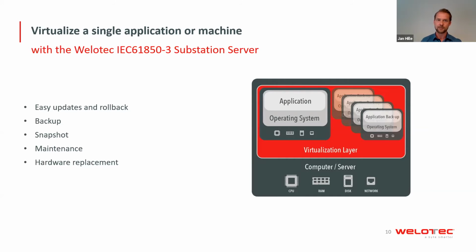Another important point is taking snapshots. You might have a smaller change in your project, in your HMI environment. You just change it on the fly, check if everything works. If everything works as expected, you can just use the snapshot as production environment. If not, you can just roll back to the last snapshot.